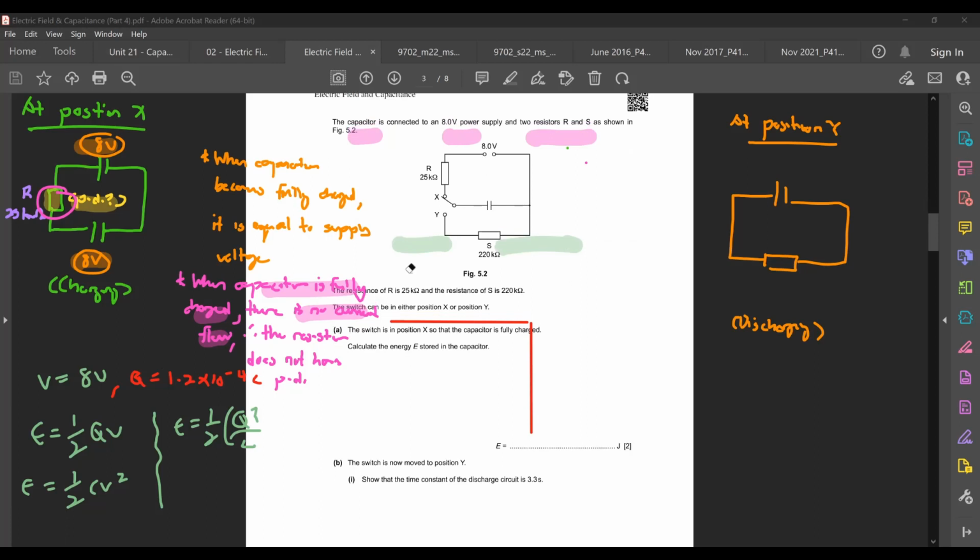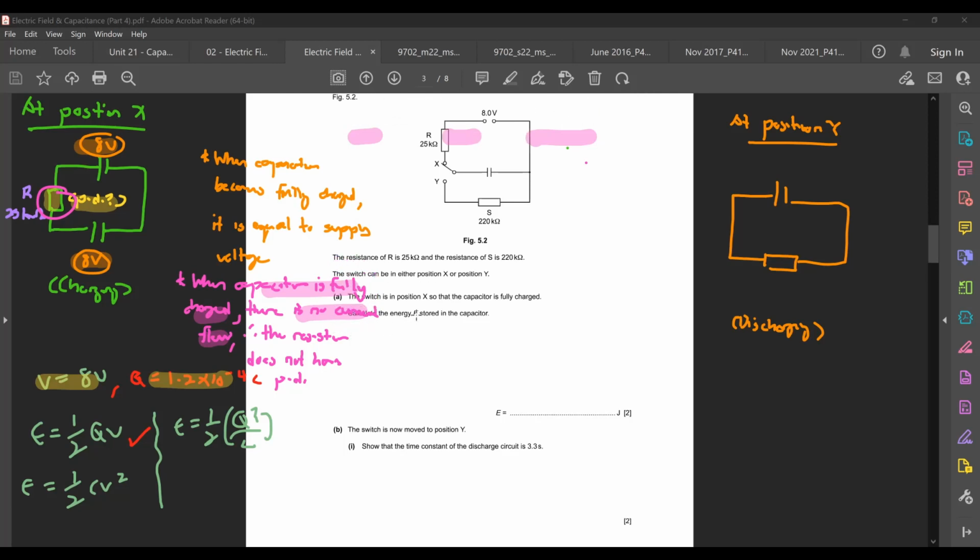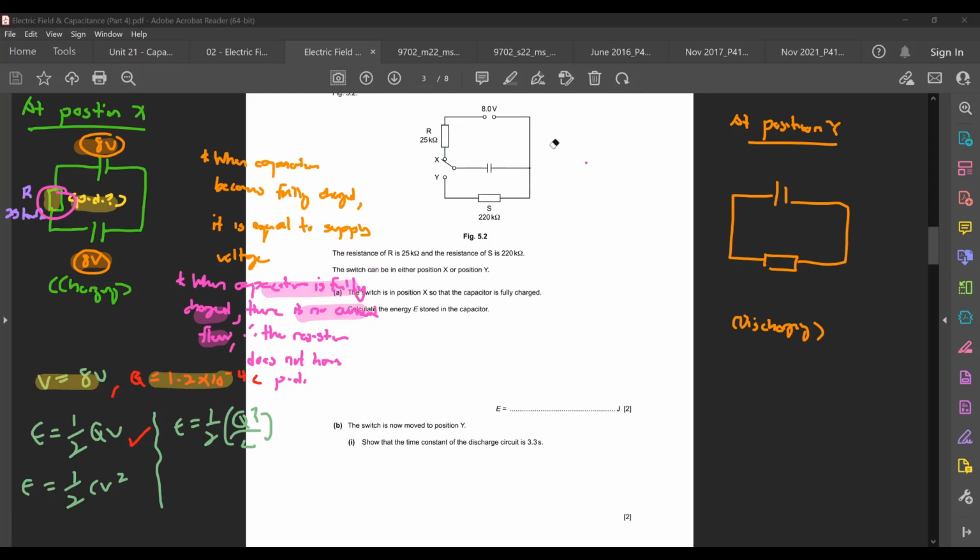So now you have information for voltage as well as charge. Based on the equations that you have here, you would probably want to use the first equation because you have both charge as well as voltage. You won't use the second one because you do not know the capacitance. So here, maybe I should write the workings here for you.